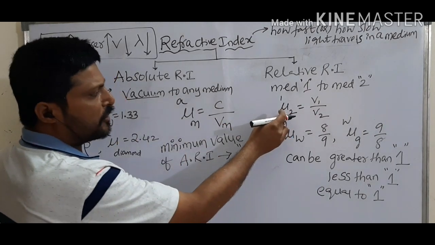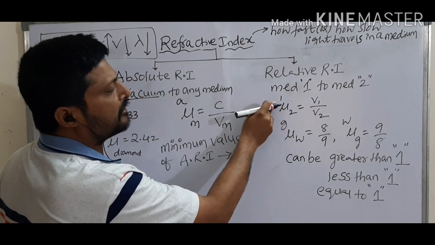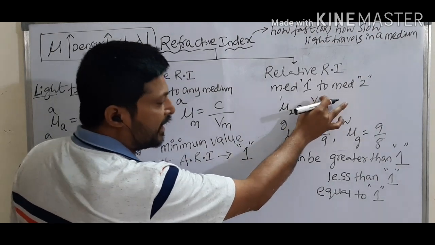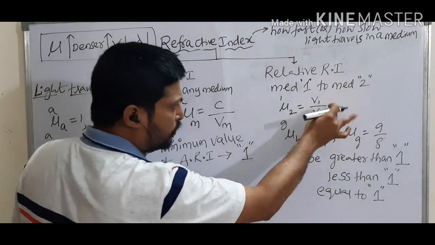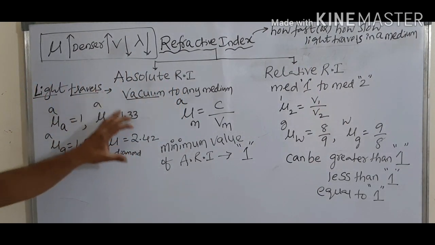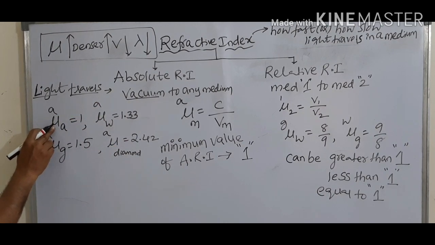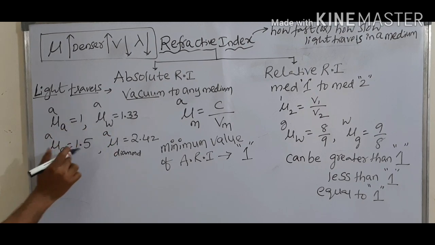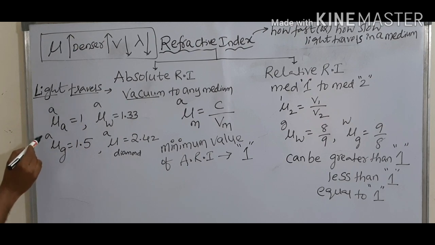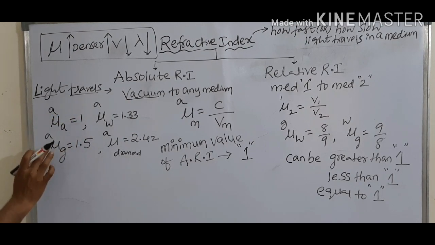Here is the relative refractive index formula: the refractive index of medium 2 with respect to medium 1 is equal to the speed of light in medium 1 divided by the speed of light in medium 2. Then we calculated absolute refractive index values for different mediums, including air. In all four cases, it is with respect to air, so those are all absolute refractive index values.